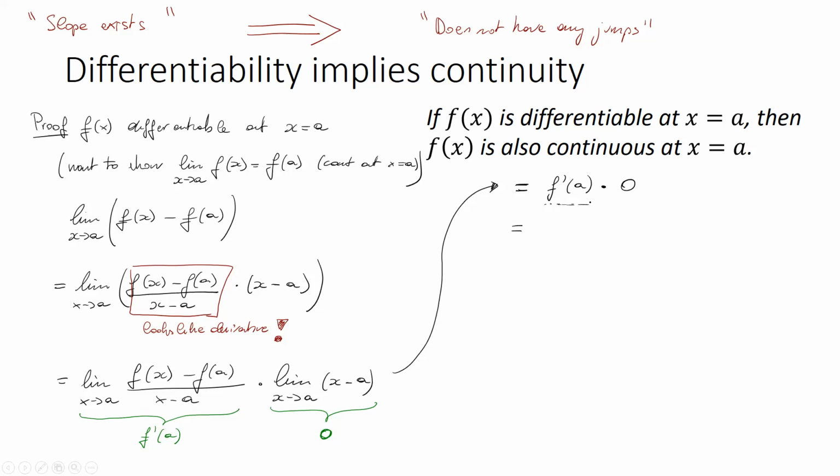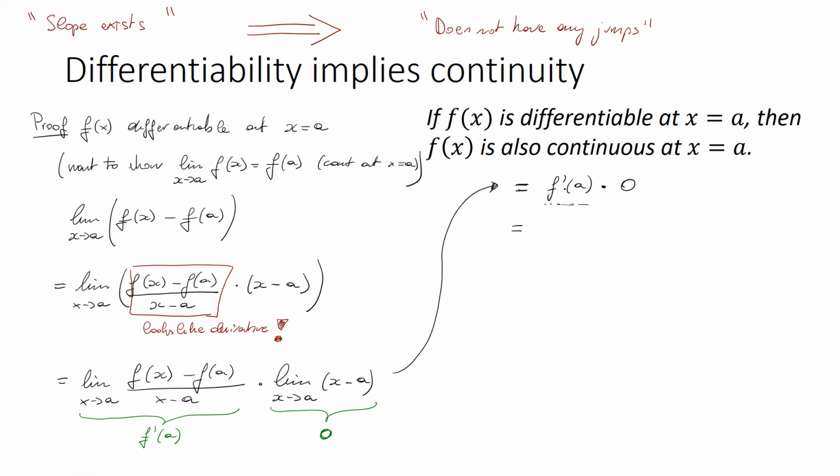Think, for instance, about the square root function, where we said, hey, at 0, the derivative is infinite. If the derivative is infinite, then infinite times 0, that's undefined. We can't draw any conclusions about it. So here, we would very much like this expression to evaluate to 0. But for that, we need the derivative itself to be a number, not plus or minus infinity.